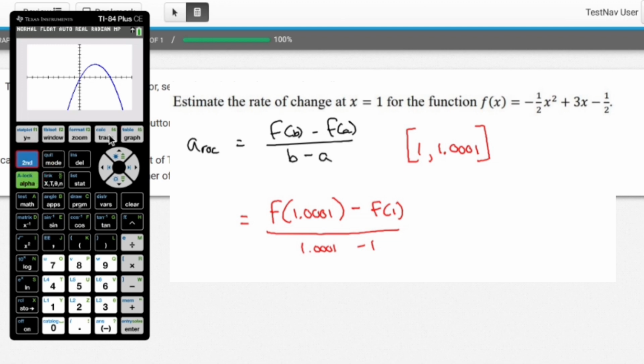Second calc is going to let me find a value at a specific thing. I'm going to use this to find the value of 1.0001 by hitting enter and then typing out 1.0001. Hit enter on that, and that gives me 2.0002.